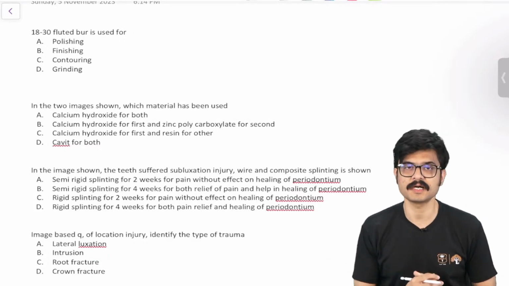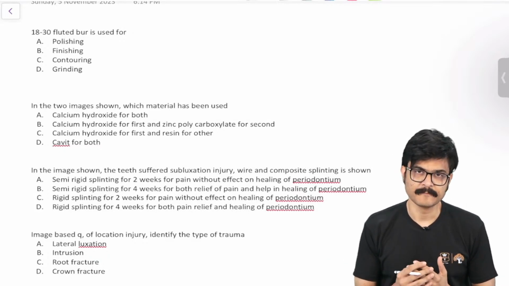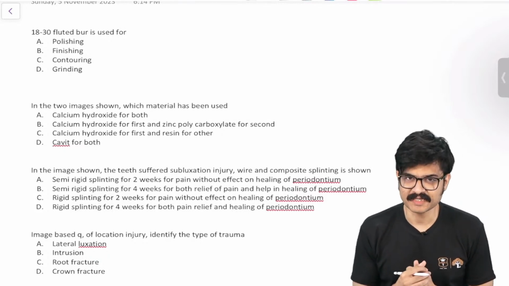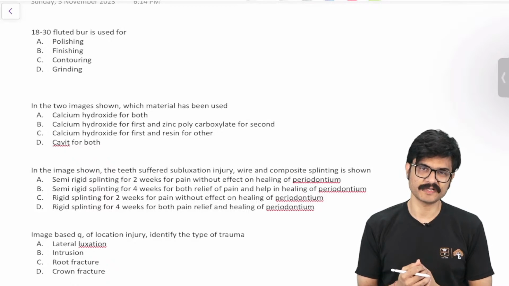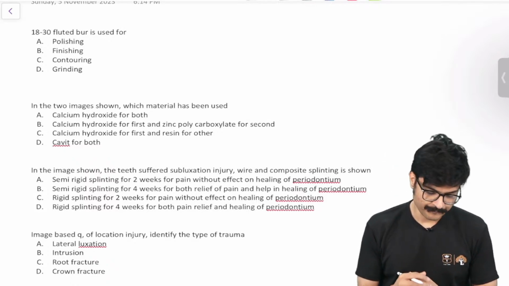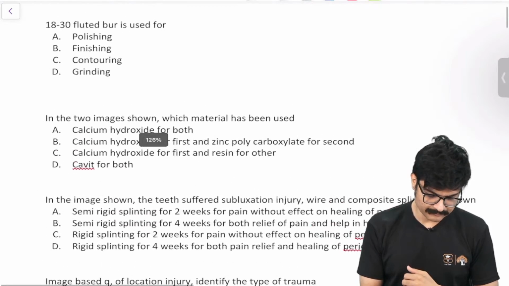Well, today was an important day for all of us guys. Today was our INI MDS examination and I'm here with the recall questions for dental materials, conservative and endodontics guys. So let's quickly discuss them.